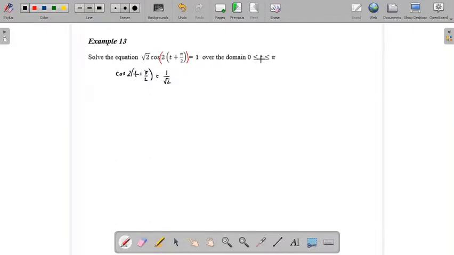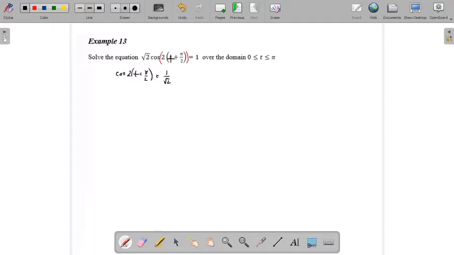And here's our domain. t is between 0 and pi. So it's not even all the way around the unit circle as far as this part here is concerned. However, notice that this part here is still being multiplied by this 2. It's 2 times the t and the plus pi over 2. So if we were to expand this, we'd have 2t plus pi, all in brackets.